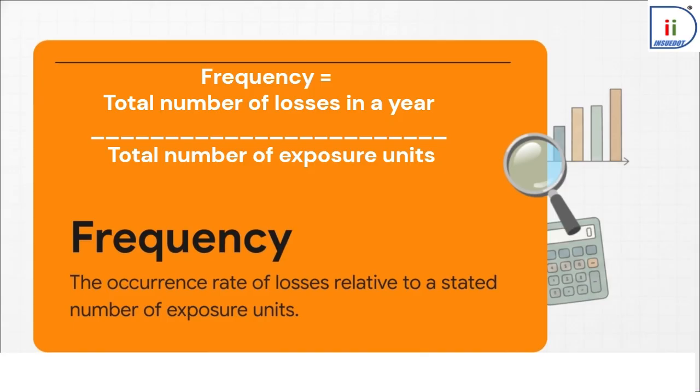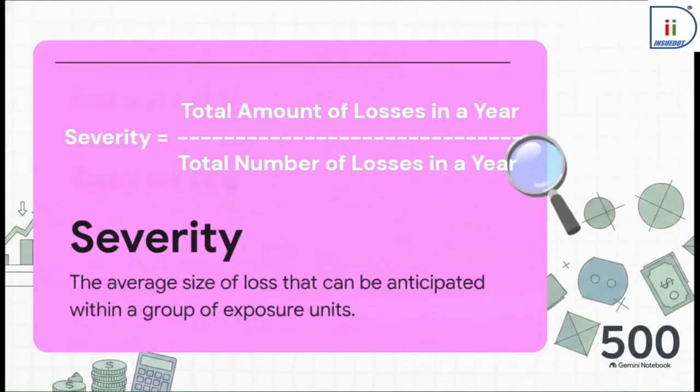The second pillar is severity. And here's the thing, frequency only tells us how many losses to expect, right? It gives us absolutely zero clues about the actual size of those losses. That's where severity steps in. Severity is the average size of a loss that we can anticipate within a group of exposure units. If frequency is the how many, severity tells us how much those losses will actually cost on average.